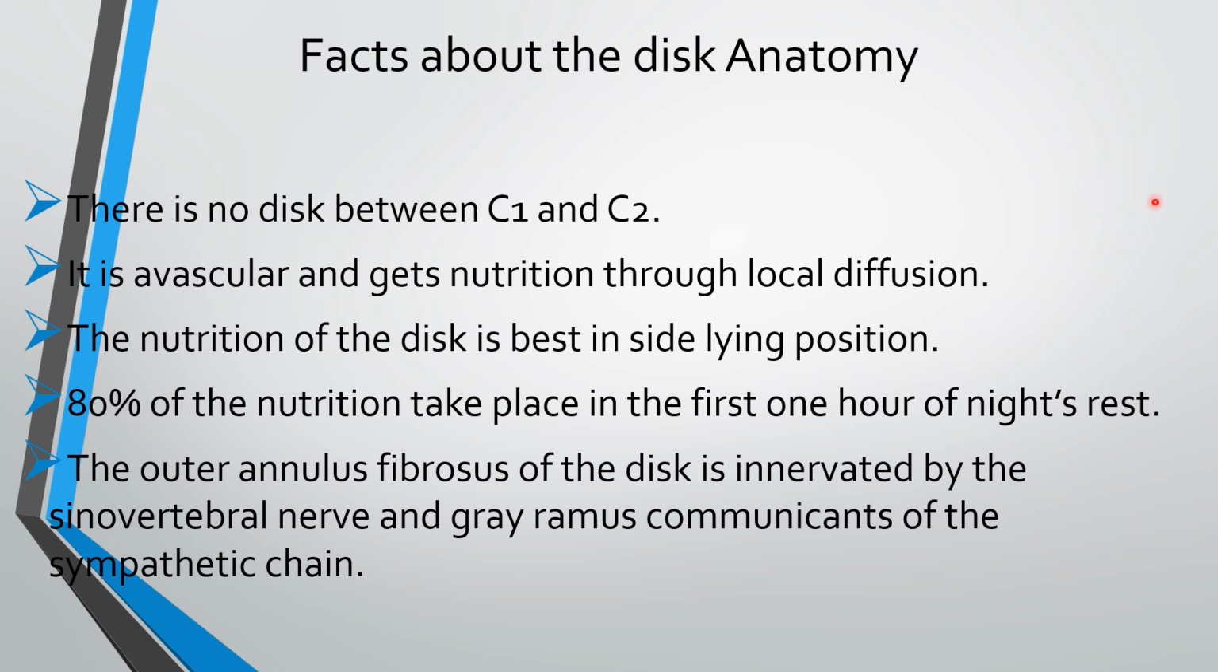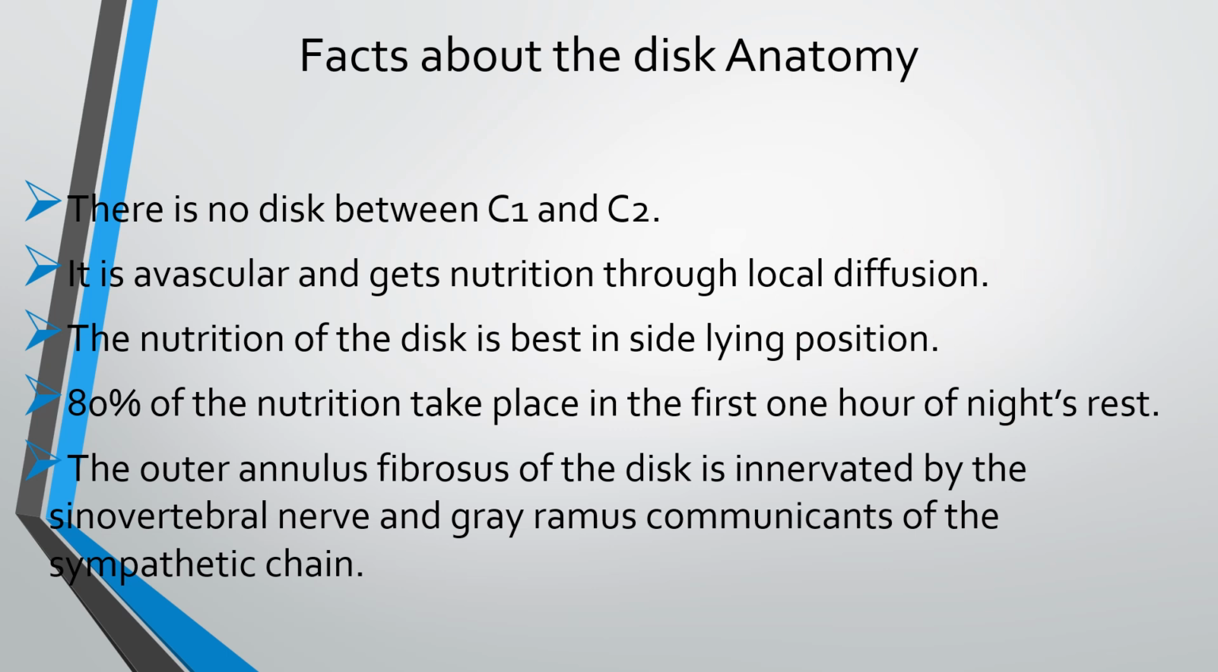Then facts about the disc anatomy. There is no disc between the C1 and the C2. That is the atlantoaxial joint. There is no disc. So it is avascular and gets nutrients through local diffusion. So they get nutrient supplies through the local diffusion through the pores.